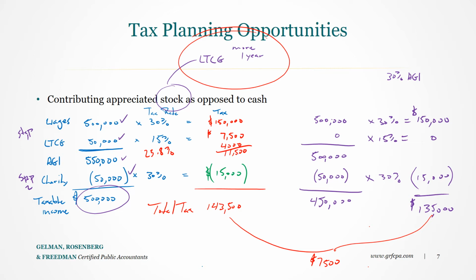I mean, the higher this gets, the higher the charitable contribution is. This is really a valuable tax planning technique that you should be thinking about when you're making your charitable contributions at the end of the year this year.